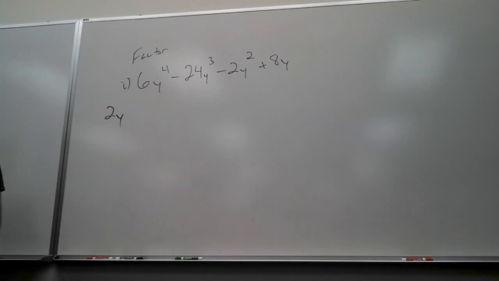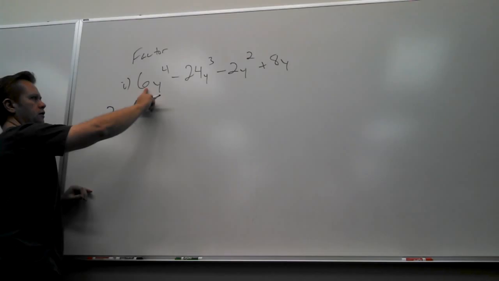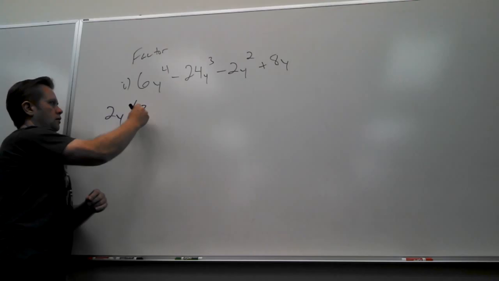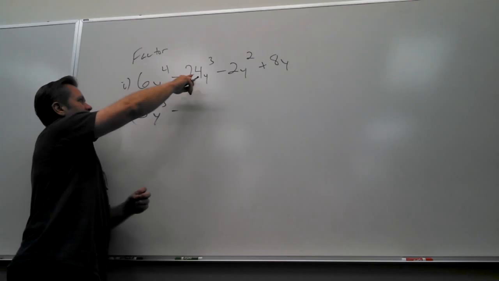I got 6y cubed minus 12y squared minus y plus 4. So you gotta be careful right here. This should be what? 3y. Yeah. 3y cubed. I like it. So you lose a y everywhere, and you also divide all the numbers by 2. Right. You just miscalculated. I understand. These things happen. 12.